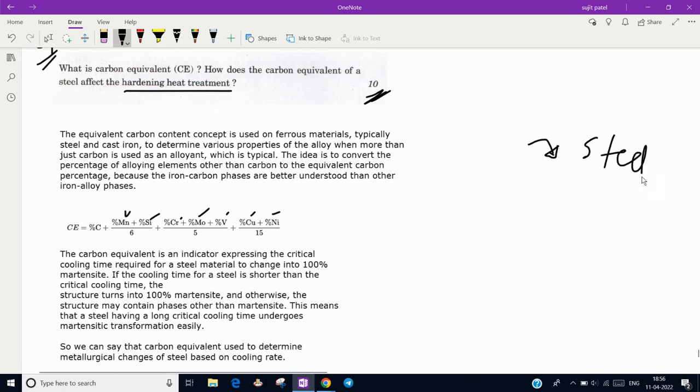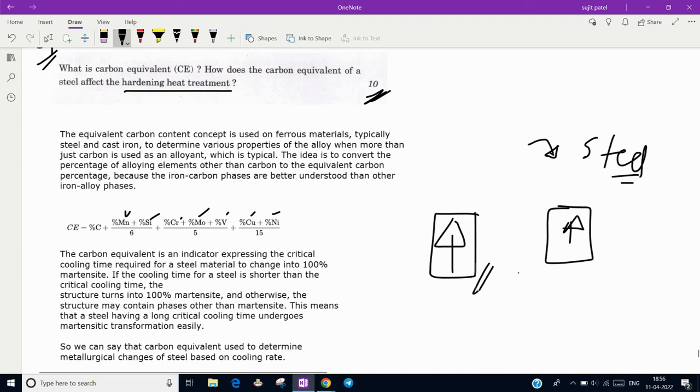Now, whatever the increase in the strength of the steel due to these different alloying elements, the same increase in strength is achieved by how much percentage of equivalent carbon? Understand? The alloying elements, manganese, silicon, chromium and so on, collectively increase the strength. The same amount of increase in strength, how can we achieve it by using only carbon as an alloying element?